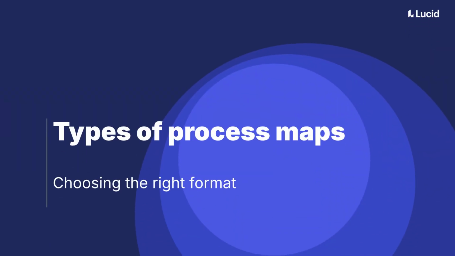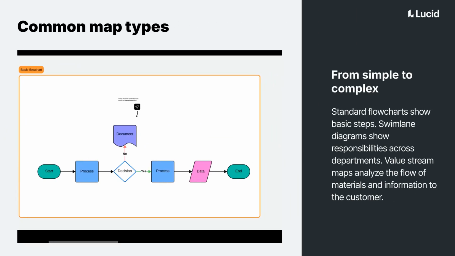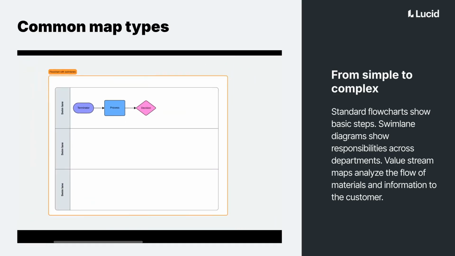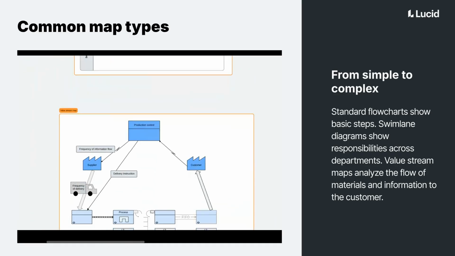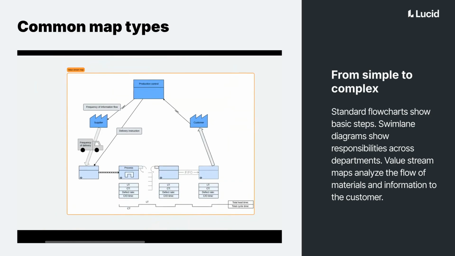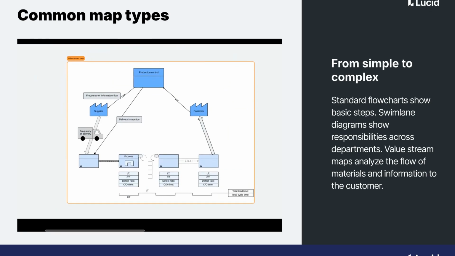Not all processes are the same, so there are common types of process maps you should know to best fit your needs. You might use a standard flowchart for simple steps, or a swim lane diagram to show departmental responsibilities. For deeper analysis, value stream maps help track the flow of information.